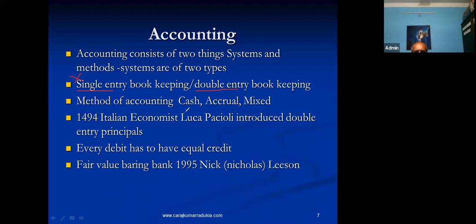Then method of accounting: cash, accrual, mix. In the cash method, only those transactions that happen in cash are recorded. In the accrual basis, even if a credit transaction happens, either receipts or payment, that is also being considered. We call that accrual. And the third one is mixed, a combination of cash as well as accrual. In accrual there is no cash, in cash there is no accrual, but in mix both cash and accrual are there.